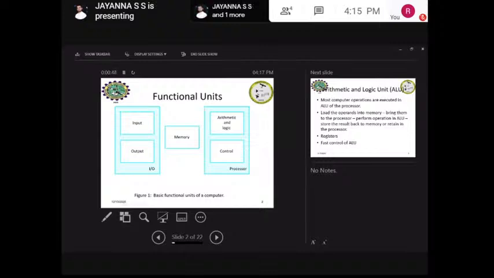As we know, whenever you want to execute any program, a program is nothing but a collection of instructions that are generally stored in memory. So when you want to execute any program, first you have to fetch the instruction from the memory. Whenever you are executing any instruction, it mainly consists of 3 steps.